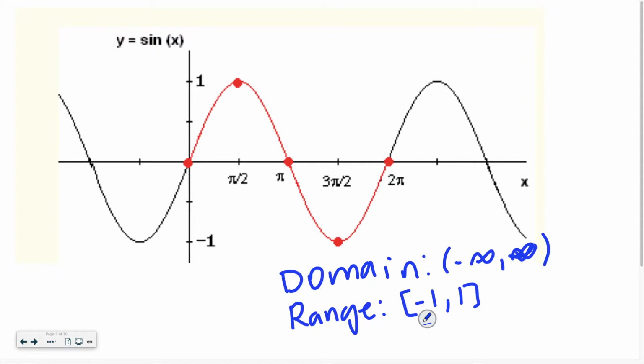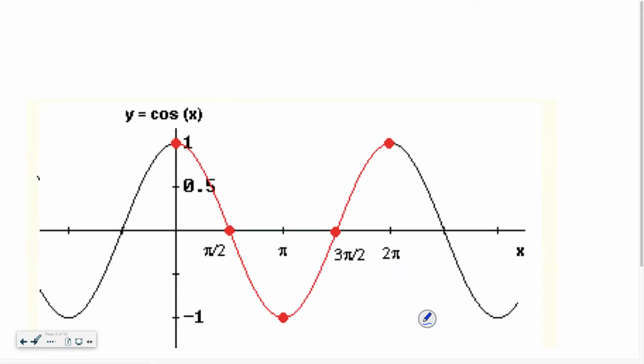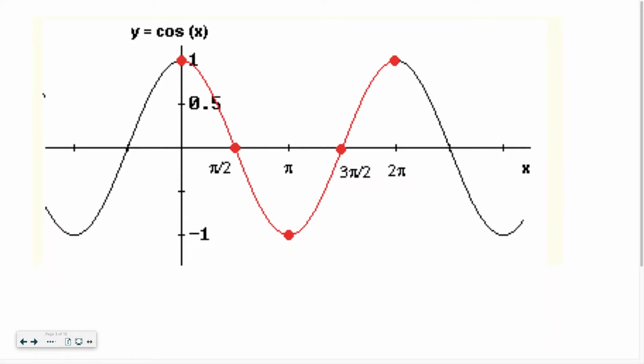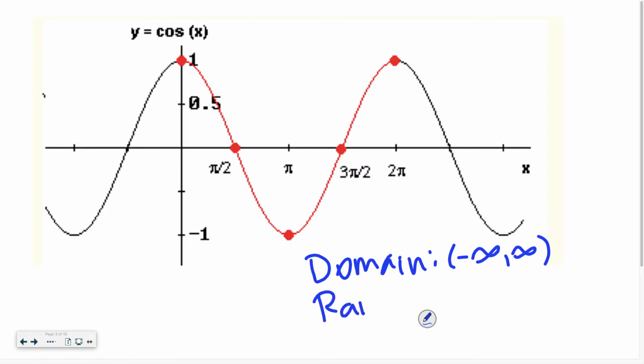Okay. So today we're going to look at how we actually get this shape to be in the correct range for our specific equation, and how we get the right shape for the period and all of that stuff. Okay. How about for y equals cosine? What's the domain for this graph? All real numbers. And its range is also negative 1 to 1.